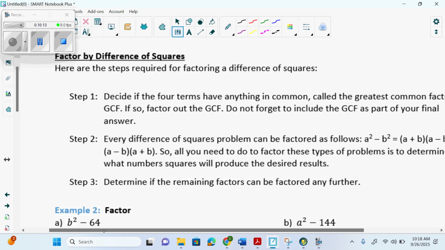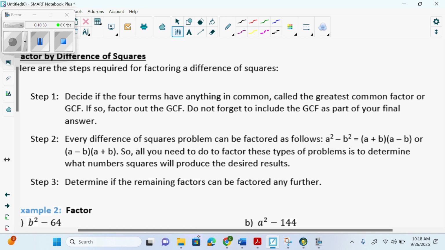This one here says here are the steps required for factoring a difference of squares. There's a fly, fun. I really love flies as much as I love having colds. You know, it just brings joy to my heart. All right.